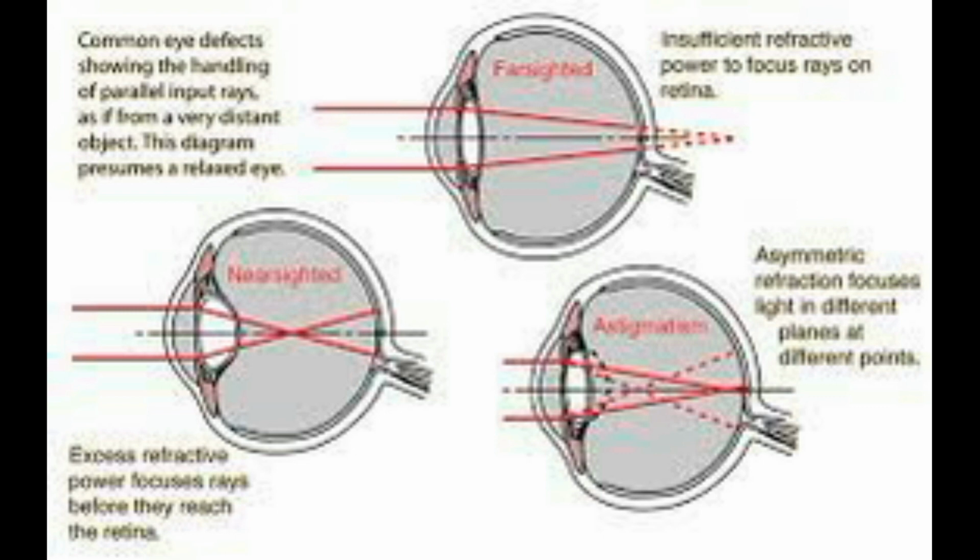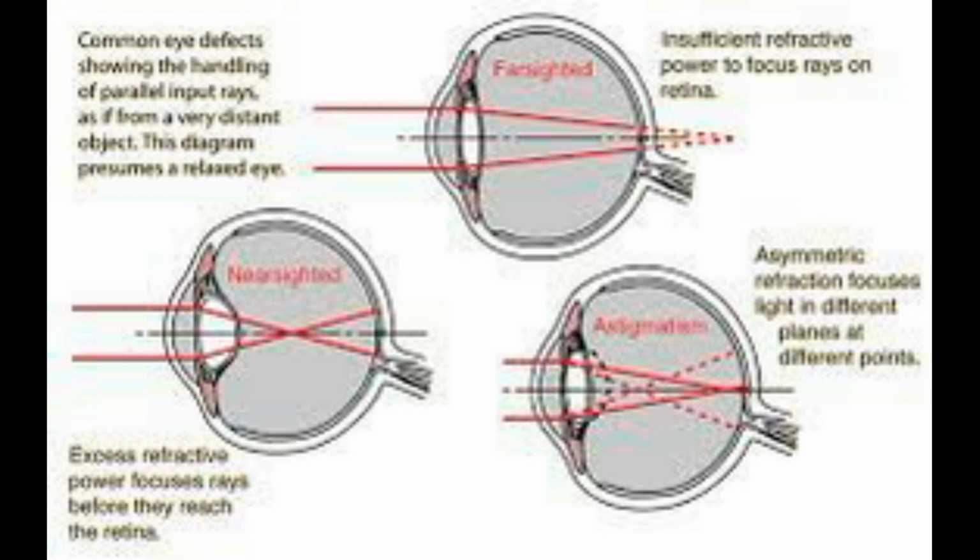The first one is myopia. It is also called nearsightedness. In this defect, the eyeball is longer than normal. Light rays converge in front of the retina, causing a blurred image. This condition can be corrected by using appropriate concave lenses.